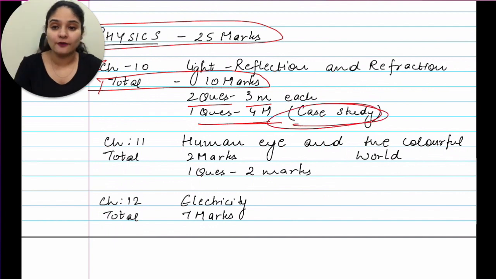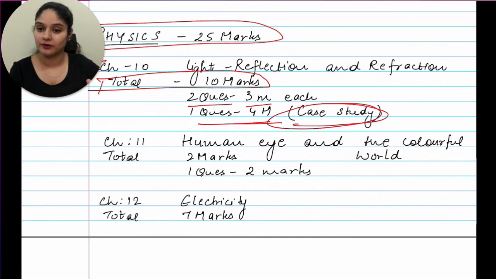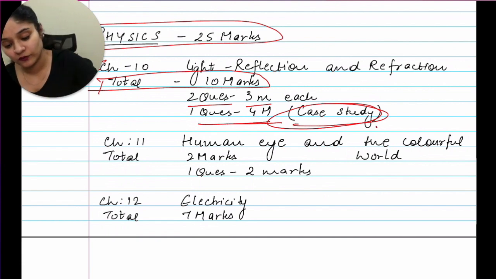So you have to understand that you don't have to do case studies of every chapter, because CBSE very clearly identifies the blueprint and mentions the case studies that you're supposed to do. So one case study is going to come from light, reflection and refraction, and another one would be from metals and non-metals.